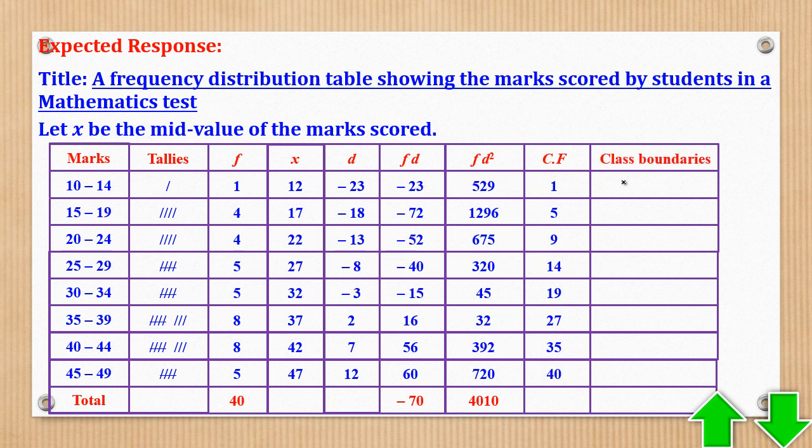The next is class boundaries. Class boundaries for the first one. So here add 0.5, and for the lower class limits you subtract 0.5 to get the class boundaries. So you shall come up with these class boundaries.